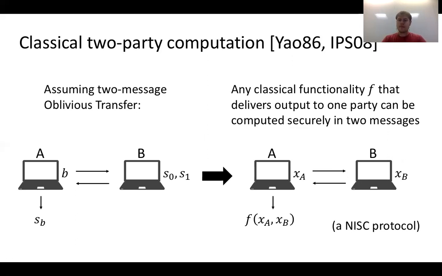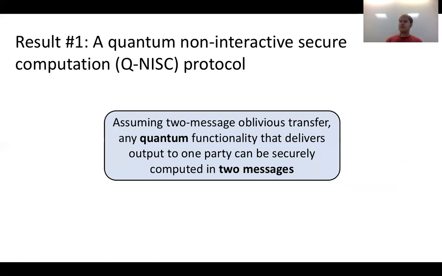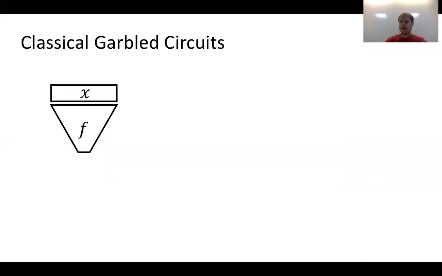So our first result is just going to be a quantum analog of this, right? We're going to show how to construct a quantum NISC protocol. In other words, assuming just the same assumption. Well, of course, now post-quantum. So assuming post-quantum two-message oblivious transfer, we can construct a two-message protocol for computing any quantum functionality that delivers output to one party. Okay, so quantum NISC.